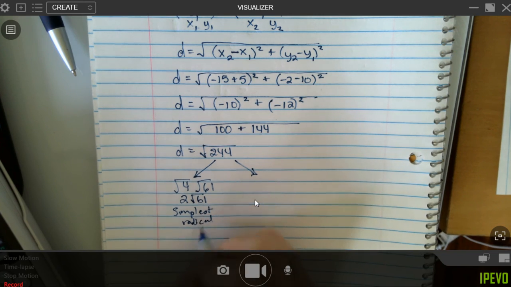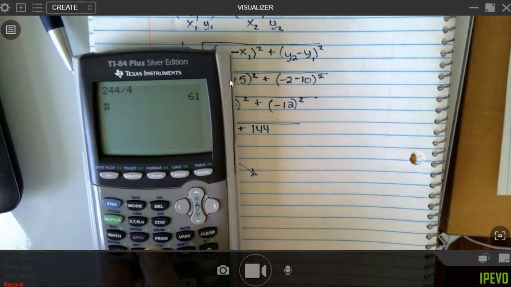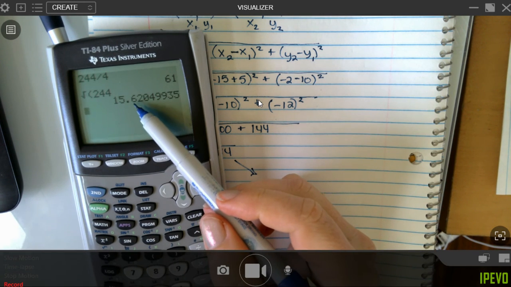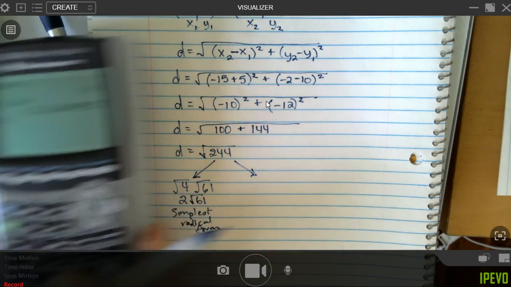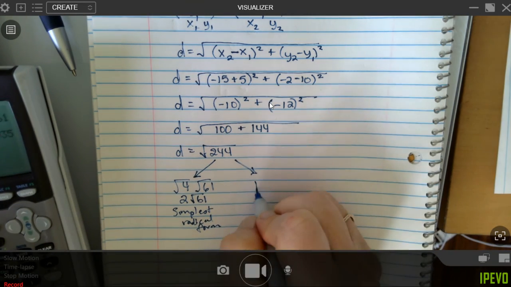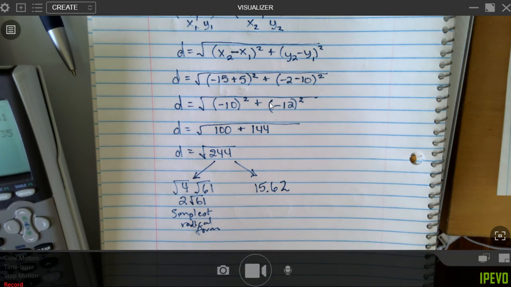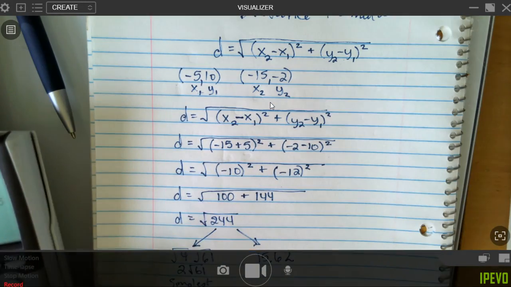If they're asking you for a decimal or to round it, then you're just going to go into the calculator, and it's the square root of 244. It depends: if it's a tenth, it's one place beyond the decimal. If it's a hundredth, it's 2. So 15.62. I usually, in general, like to go 2 places, but be careful what it asks you for. And that is how you find the distance between 2 points.